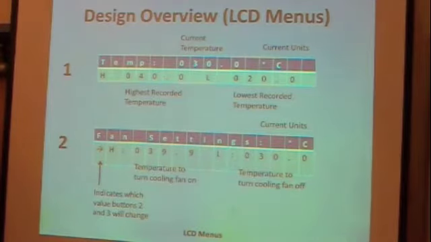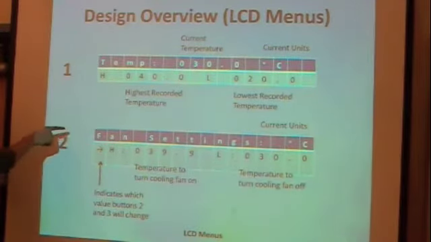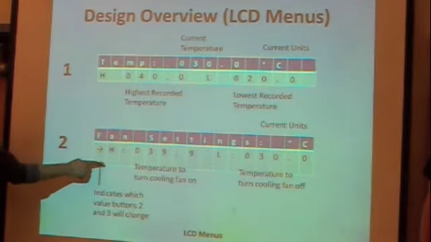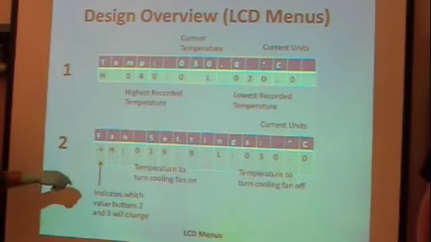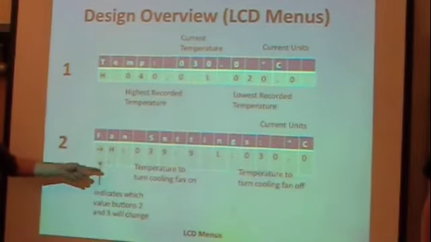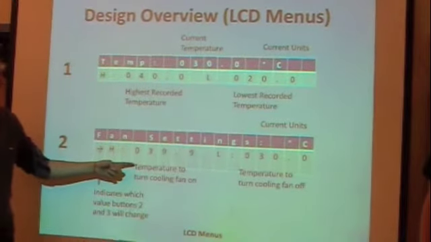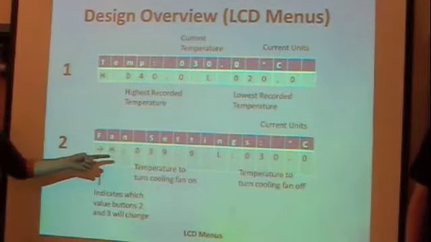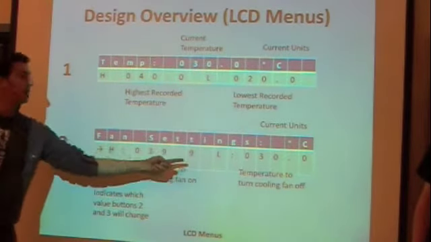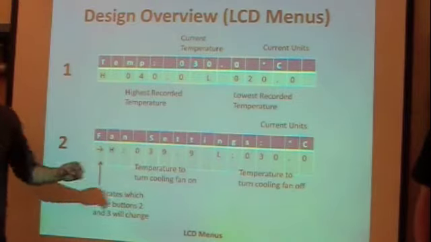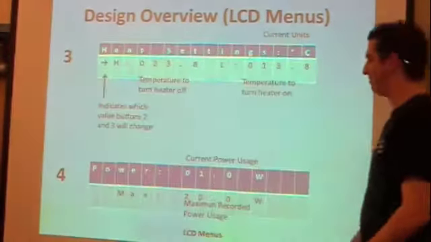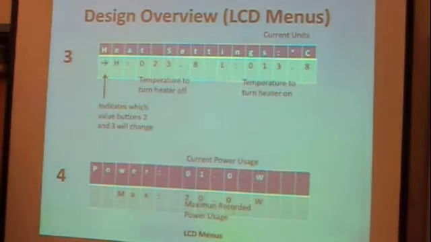Then you press button 0, and it moves into setting the fan settings. The arrow shows that you can adjust this value, which is the high temperature value. If the arrow is pointing to high, using button 2 and 3, you can adjust the temperature. Then by pressing button 0 again, the arrow will move, and you can adjust the lower end of the temperature. And this is for the fan setting.